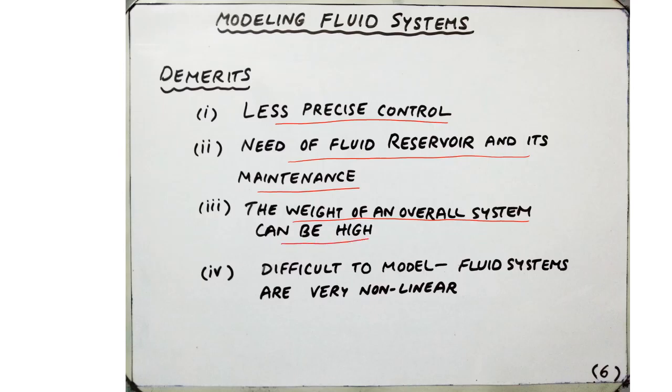And the final thing is the difficulty of modeling fluid systems. These systems tend to be a lot more nonlinear compared to their electromechanical counterparts. Hence, modeling a fluid system is difficult compared to the modeling of electromechanical systems.